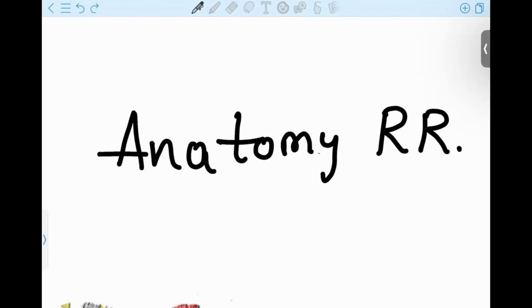Today we are going to discuss the anatomy rapid revision program. In this, we are going to discuss the most important previous year topics.